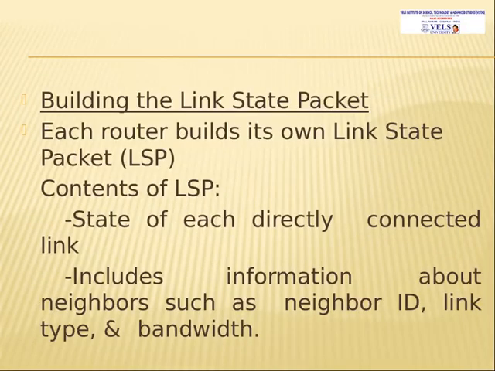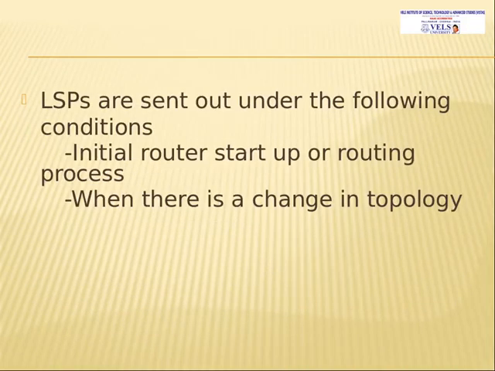Building the LSP. How are we going to build an LSP, that is, a link state packet? Each router builds its own LSP. The content of the LSP is three fields: one is the neighbor ID, the second is the link type, and the third one is the bandwidth. The LSPs are sent out under these conditions: the first one is the initial router startup or routing process, and the next one is when there is a change in the topology.